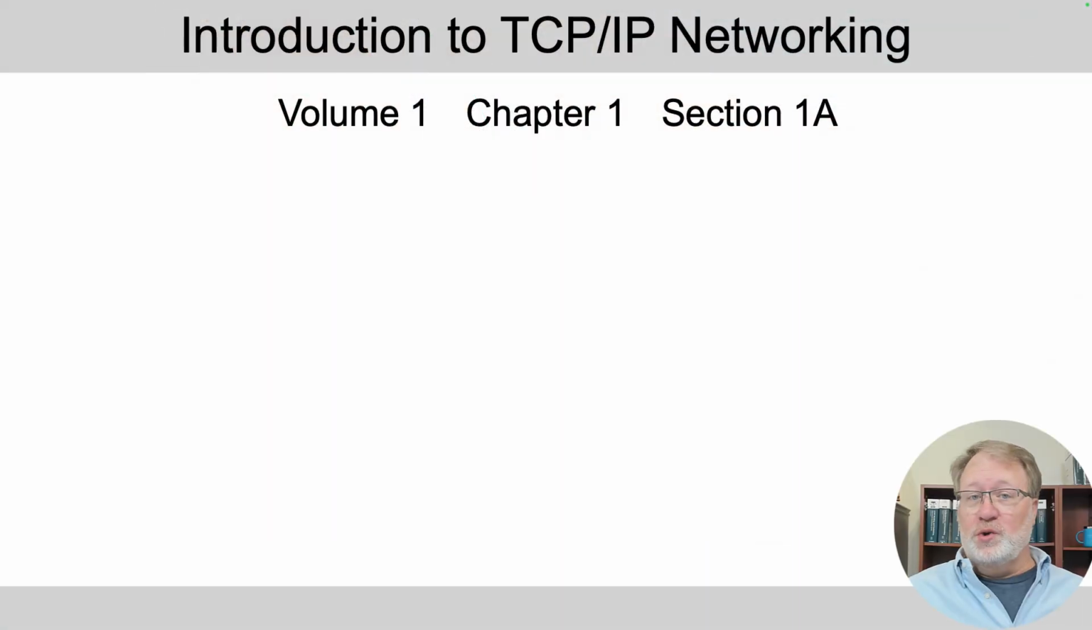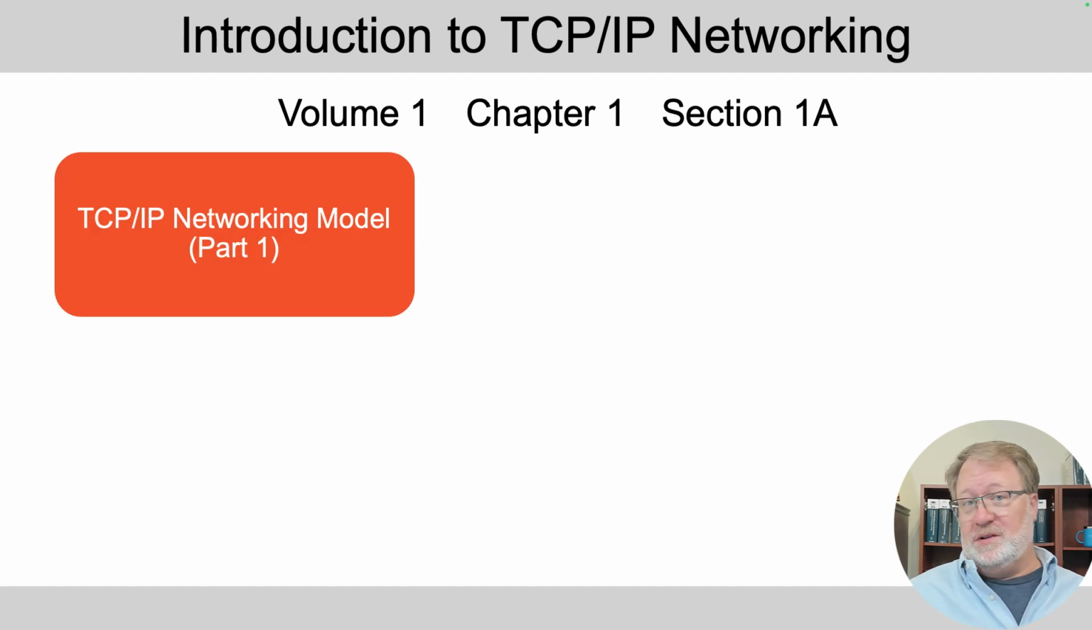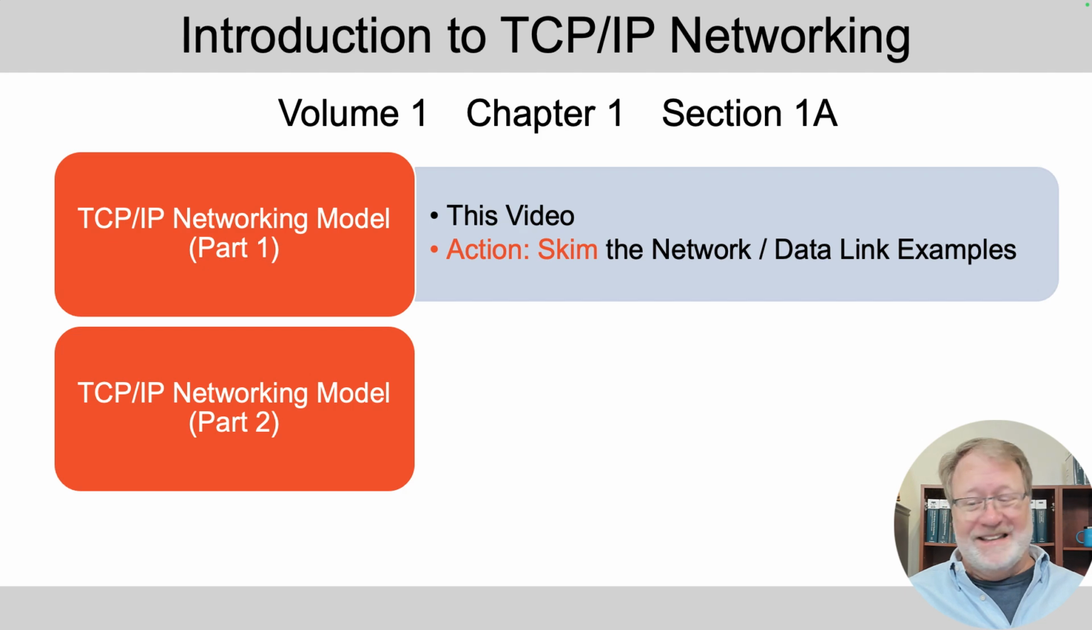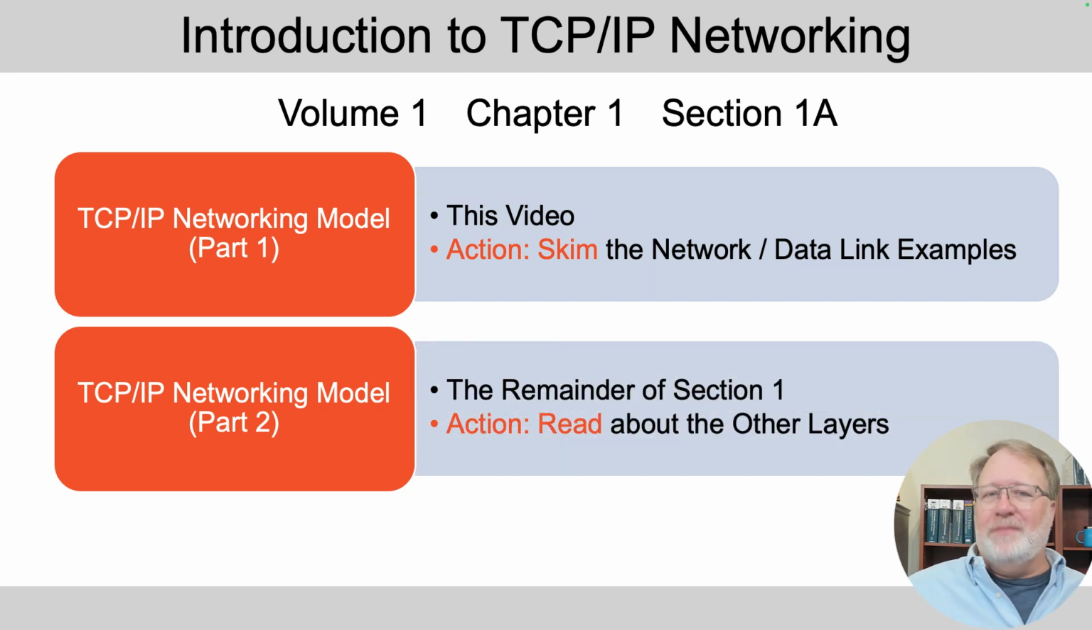Now let's talk about what to do with the book section, assuming you already own the books. As I mentioned, this video covers some topics found in Volume 1, Chapter 1, Section 1, called the TCP/IP model, and this video uses some different examples than the book, so you could glance over those and skim the network and data link layer examples in the chapter, but no big deal if you don't. However, that first section is pretty long, and it covers all 5 layers of the TCP/IP model, and I didn't get to those in this video. Maybe one day I'll have a video that covers the rest of that section, so make sure to read about the other layers if you have the book.